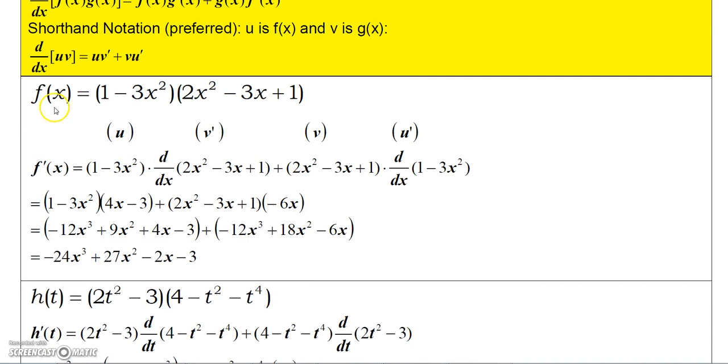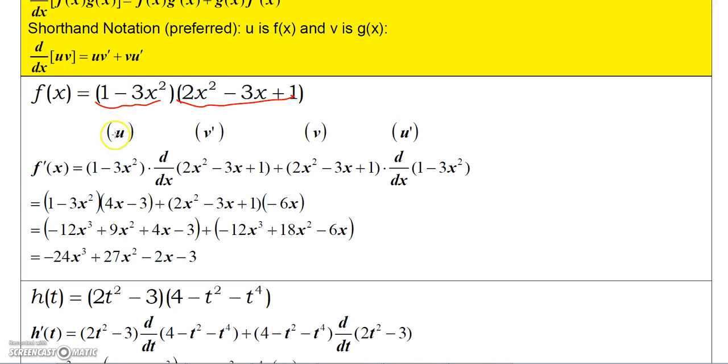Okay, so let's do our first example here. So in this example, we have 1 minus 3x squared. That's going to be my u function. And then my v function is 2x squared minus 3x plus 1. So here I have u, and then here I have v. So that's u times v. Now this stuff down here actually goes with my first step, so it doesn't go with this up here.